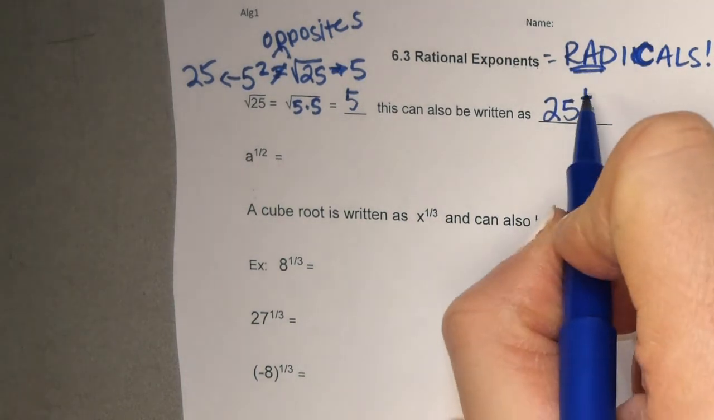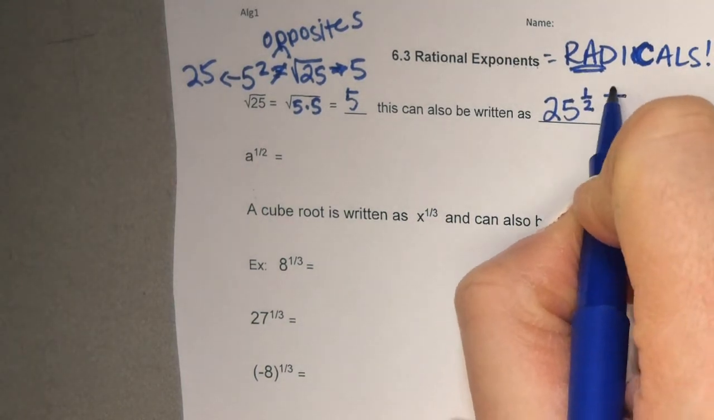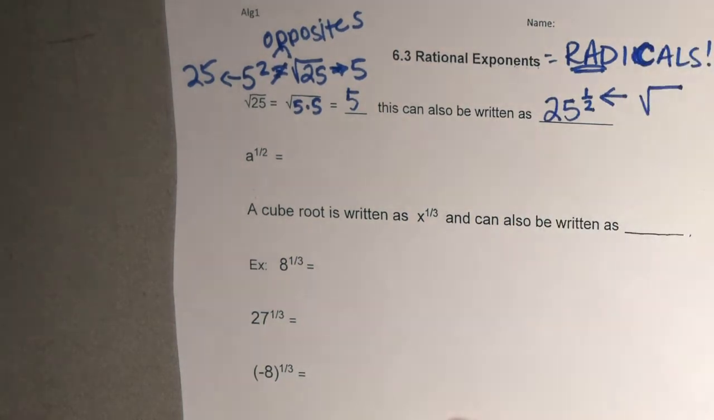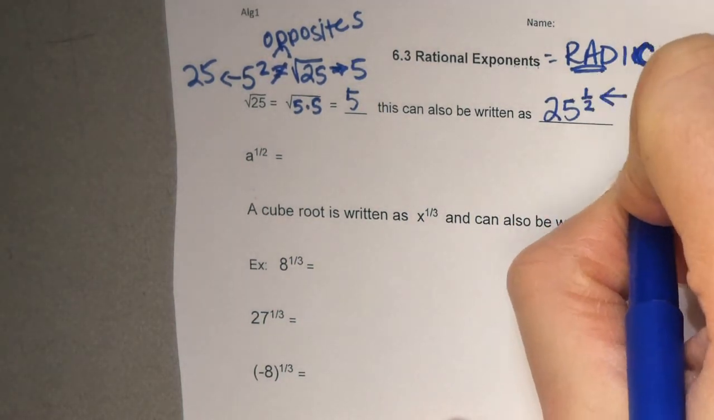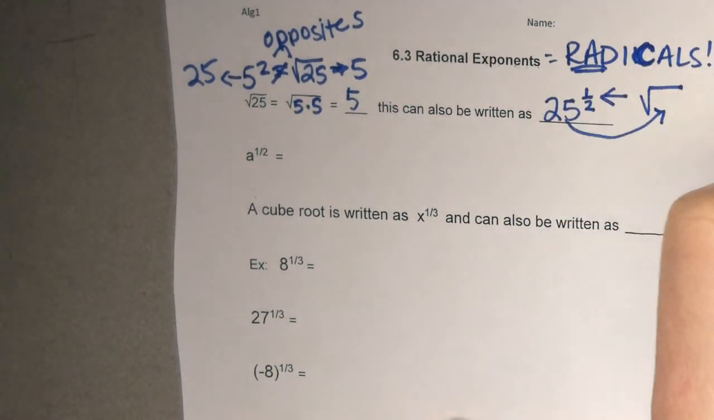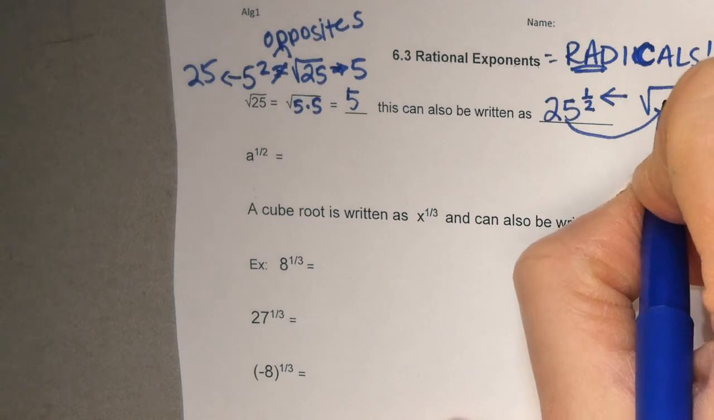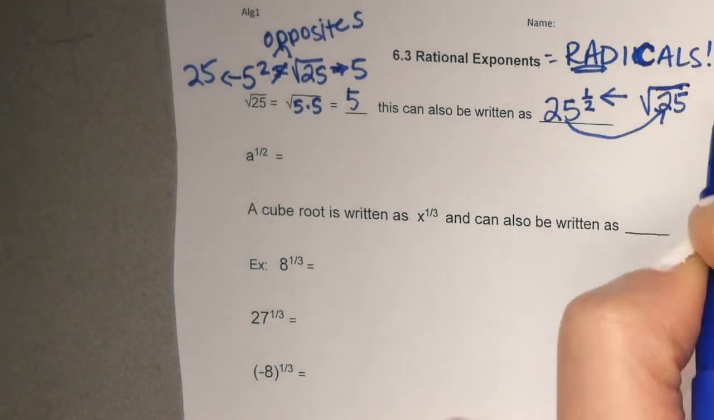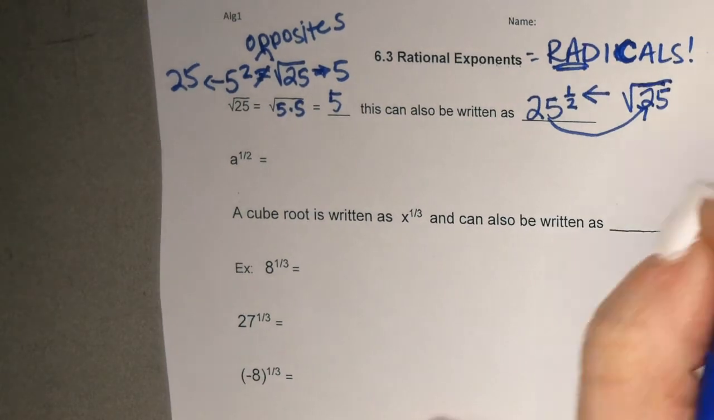So if you ever see a half exponent, it's the same as a square root. You just put a square root and then that number goes inside. The base goes inside the square root. Okay? Like this. Alright? So let's do some practice here.